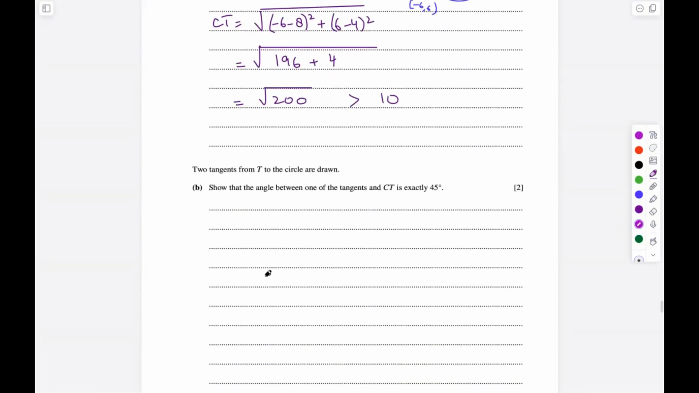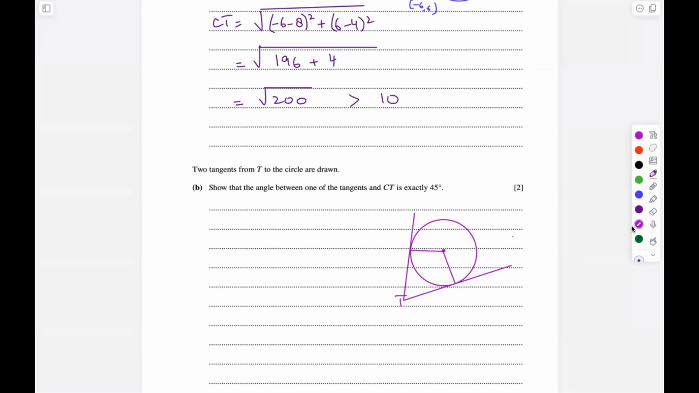In part B, it says two tangents from T to the circle are drawn. Show that the angle between one of the tangents and CT is exactly 45. Now let's make a circle again, with the center, and point T up here. So we are drawing two tangents from T. One of the tangents will be over here, and the other will touch the circle like this at a tangent.